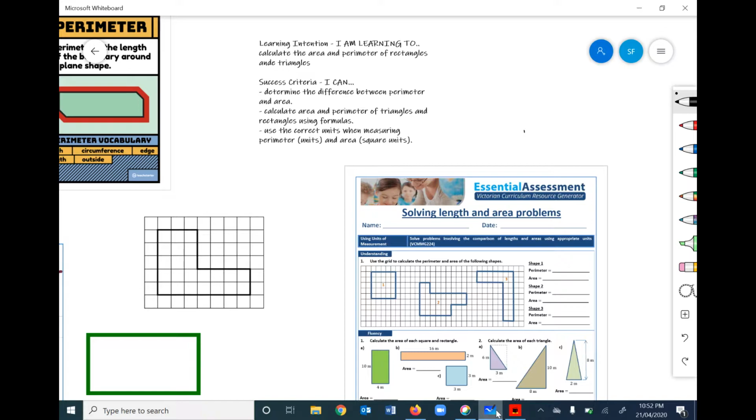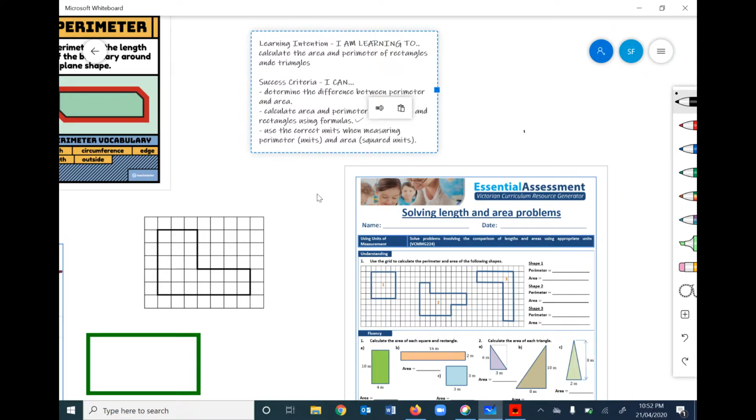Anyway, let's have a look at our learning intention. I'm learning to calculate the area and perimeter of rectangles and triangles. The basic idea is I can determine the difference between perimeter and area. I can calculate the area and perimeter of triangles and rectangles using a formula, and we can use correct units when measuring perimeter. So that's units, and area, which is square units, or they might use squared units. I probably need to put a little d in that one there for us. I might even do that as we speak. Okay, so we are squared units. All right, so that's what we're aiming to do.